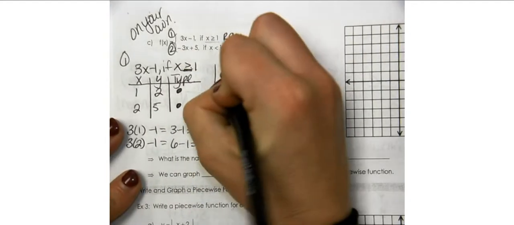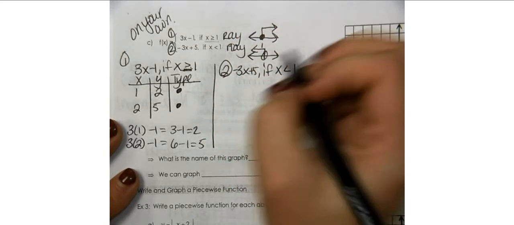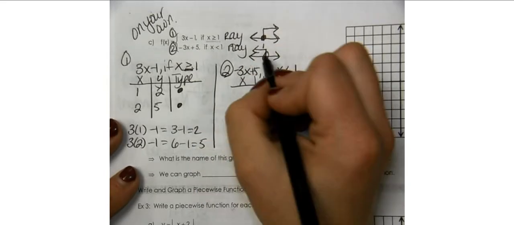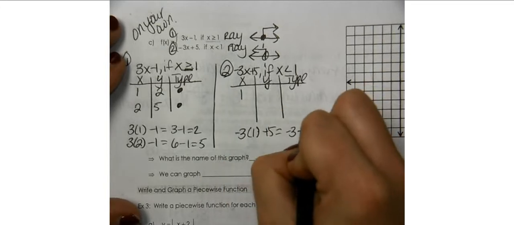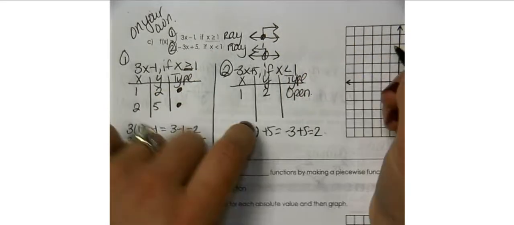My second piece is negative 3x plus 5, and that happens if x is less than 1. So creating my table again, x, y, and type, I'm going to select the number 1 because it is given to me. And I have negative 3 times 1 plus 5. So that is equal to negative 3 plus 5, which is 2. So I have 1, 2, and because this is not an equal to, I'm going to have an open circle. But at 1, 2, I already have a point right there. So I need to put an open circle right there just to establish that there's an open circle on top of a closed circle.